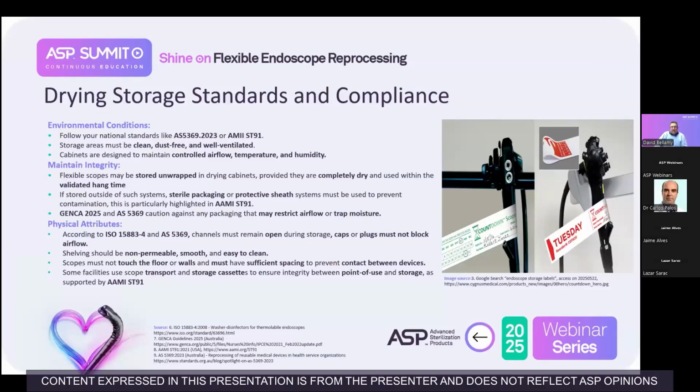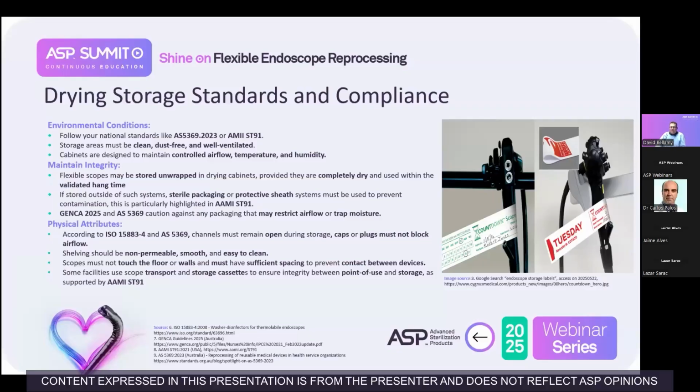So lastly, how scopes are physically stored matters just as much. According to standards and guidelines, channels must remain open during storage. Caps and plugs must not be blocked for the airflow. Things like shelving should be non-permeable, smooth, and easy to clean, as per the manufacturer's instructions. Scopes, of course, must not touch the floor or walls, and must have sufficient space to prevent contact between devices.